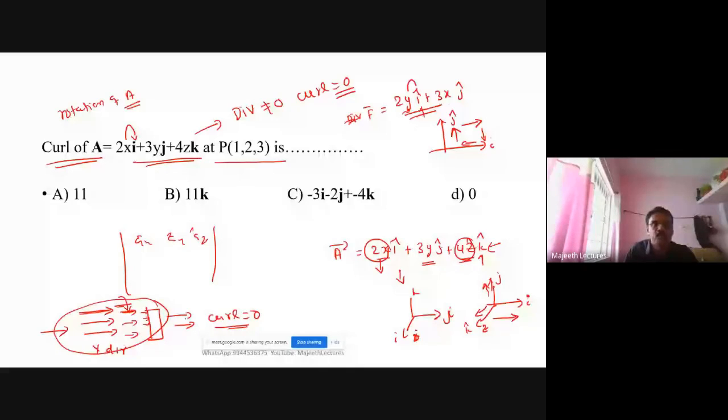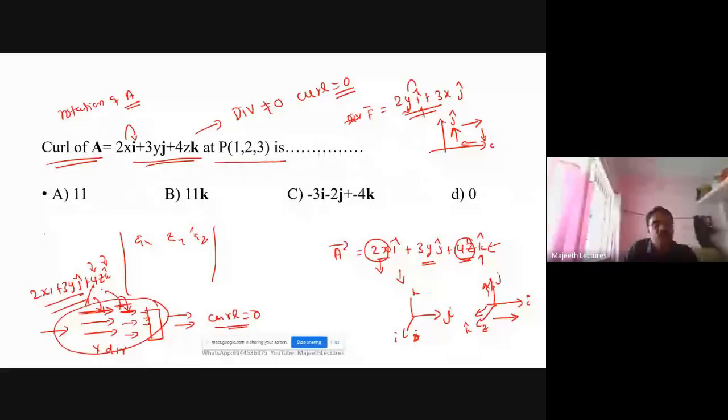So that's what I told you. 2xi plus 3yj plus 4zk. This is the vector, and this is the change. Right? So when the vector and its component are along the same direction, it has only divergence.